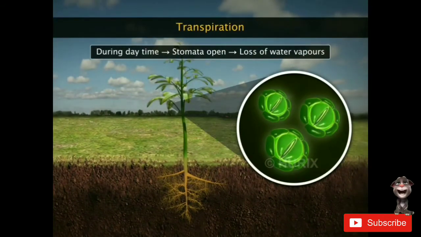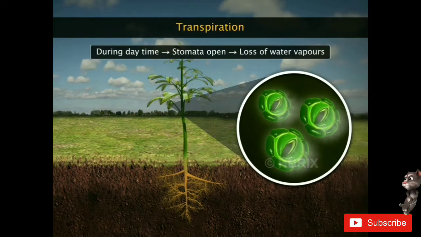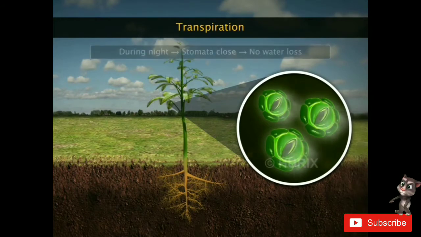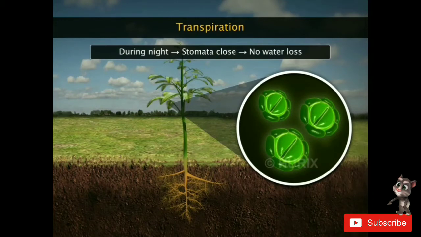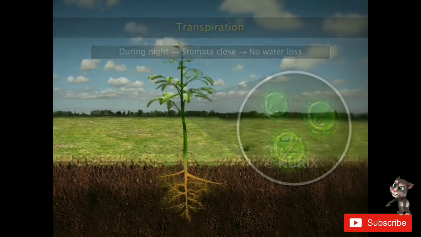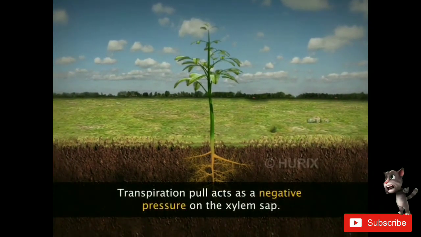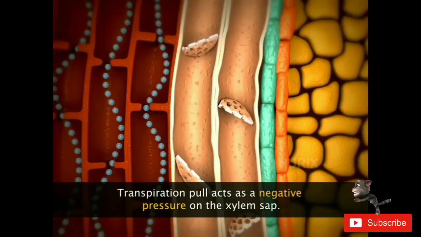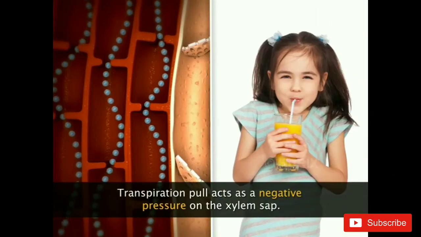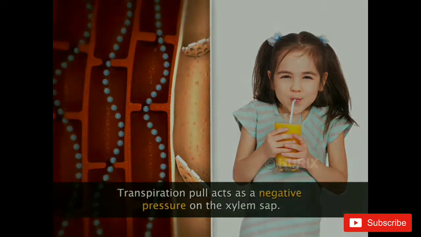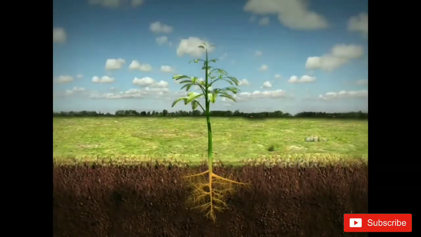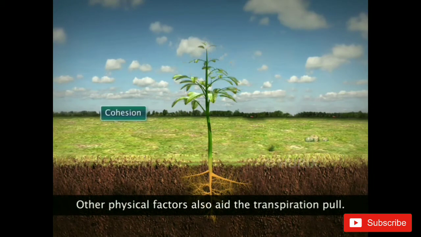Transpiration. The loss of water vapor through the stomata is an important factor responsible for the upward movement of xylem sap. Transpiration pull acts as a negative pressure on the xylem sap. This negative pressure has an effect like a liquid being sucked up through a straw. There are other physical factors such as cohesion and tension which aid transpiration in pulling water upward.